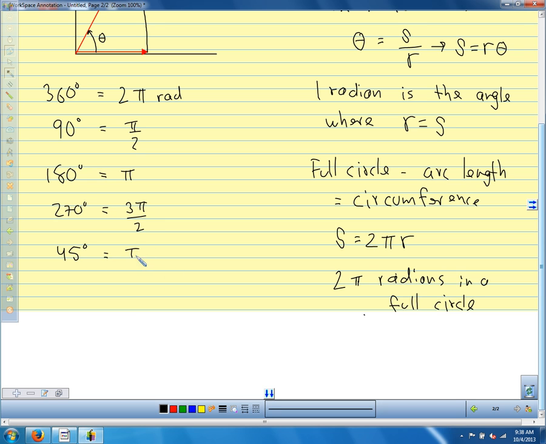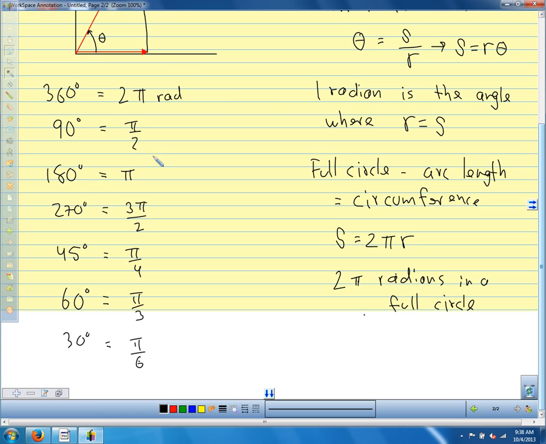Pi over 4. And our special right triangles, how about 60 degrees? Pi thirds. And 30 degrees, pi over 6. So those are some very common angles that show up very frequently in trigonometry, in degrees and radians.